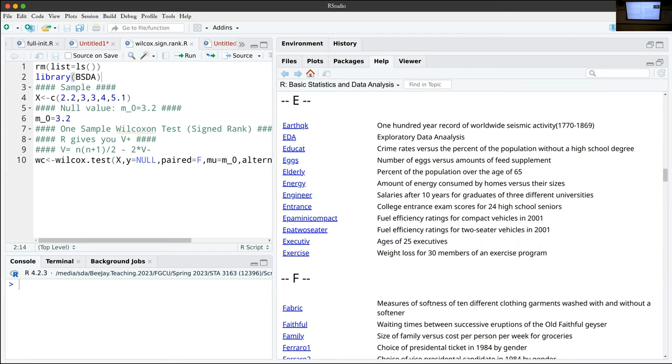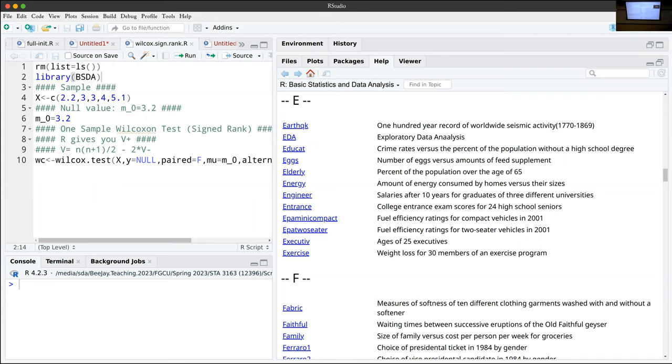Okay, that's it. Executive is a qualifying example. Wait, what else? What are we looking for? Independent. A data set that would work for Wilcoxon Signed Rank. Oh, okay. But the entrance exam scores work. Okay. Entrance exam. That's it. That will qualify. Anything else? Engineer. Okay, exercise. So, entrance exam, executive, exercise. There is one more to start.